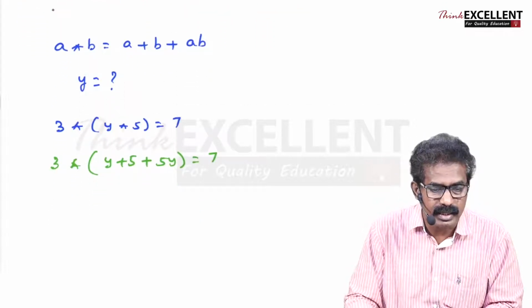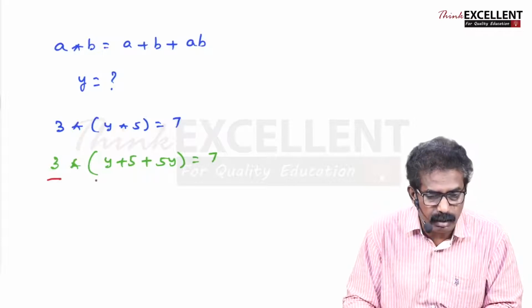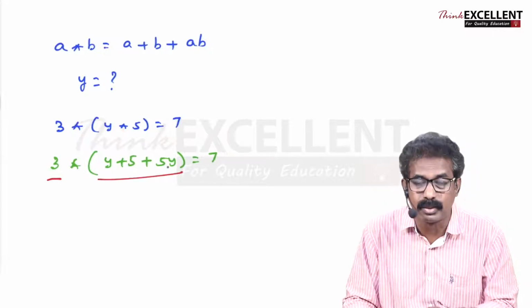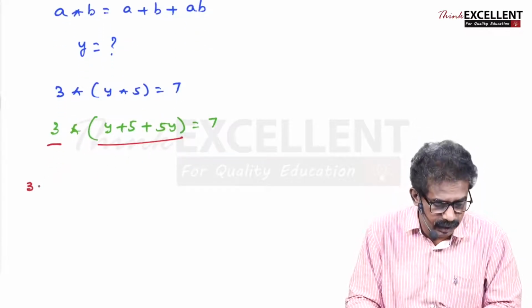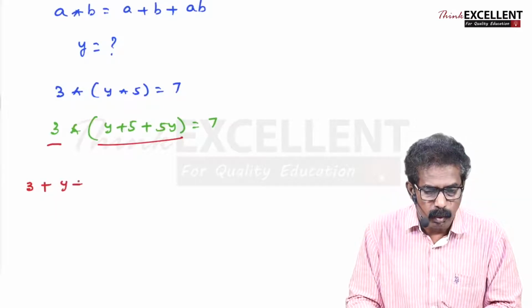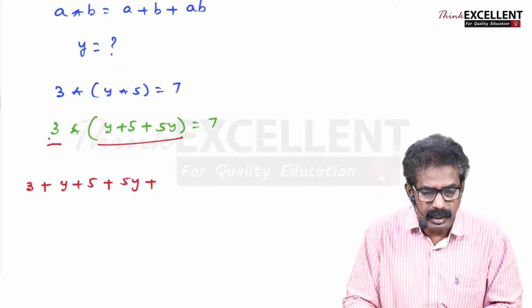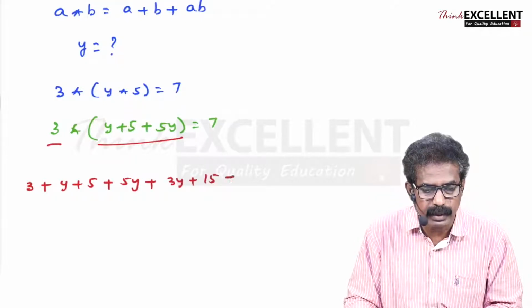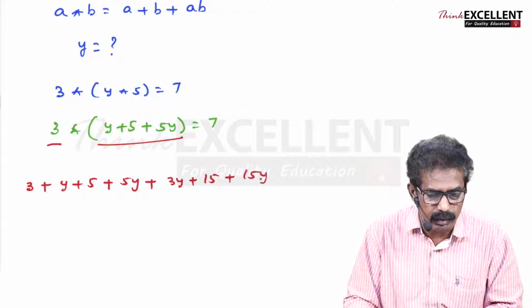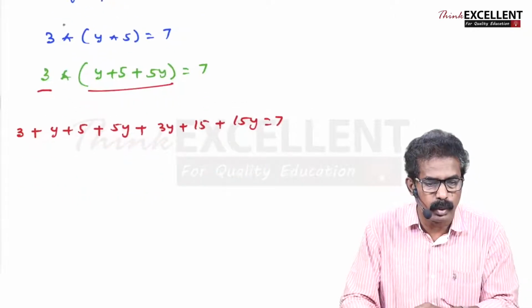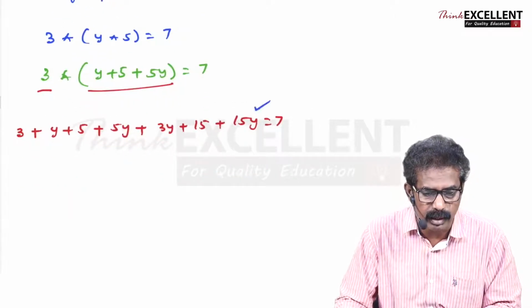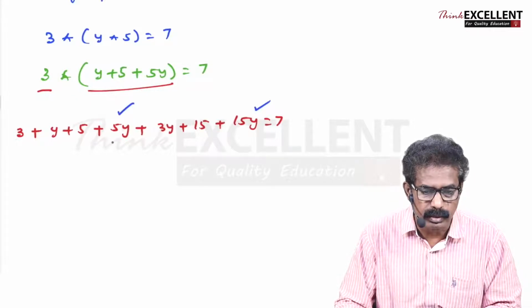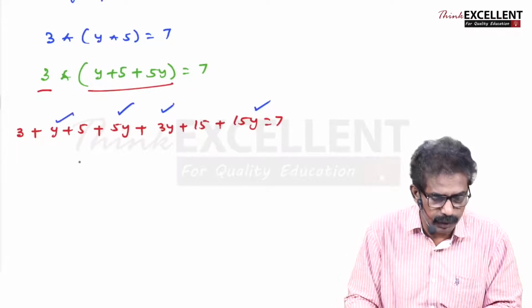Now this is of the type A star B, with all of these together as B. So A plus B, add them first: 3 plus y plus 5 plus 5y, plus multiply them, 3 into this: 3y plus 3 into 5, 15, plus 3 into 5y, 15y, equal to 7. Group all the y terms together, 15y plus 5y plus 3y, what is that? 23y.